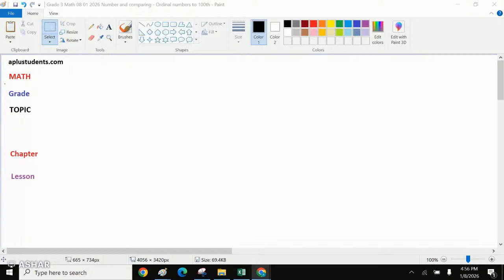To the class, the first thing you need to do is go to aplusstudents.com. You need to go to the website, okay? Log in to the website and select math as your subject because this would be a maths lesson, okay? Once you've done that, select your grade, that is grade 3. And the topic for today is numbering and comparing.